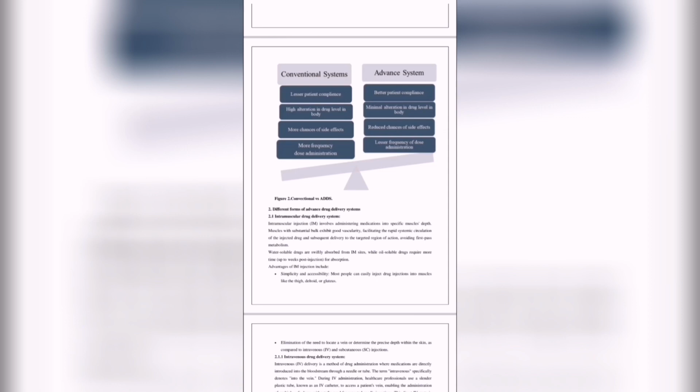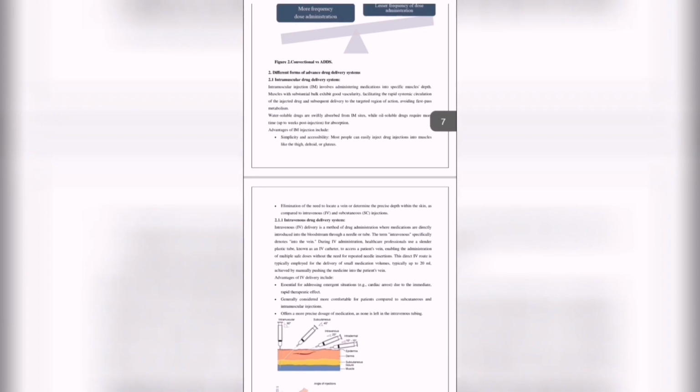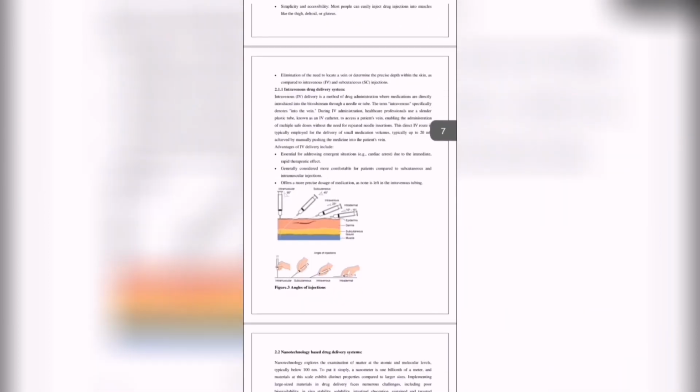Advantages of IM injection: in IM injections there is no need to find the exact depth or vein. Advantages are simplicity and accessibility. Most people can easily inject drugs into muscles like the thigh, gluteus. And the second advantage is elimination of the need to locate a vein. So there is no need to locate a vein in intramuscular drug delivery system. Next, move on. Intravenous drug delivery.